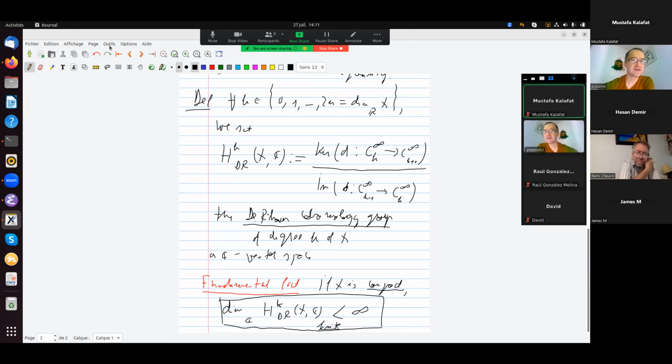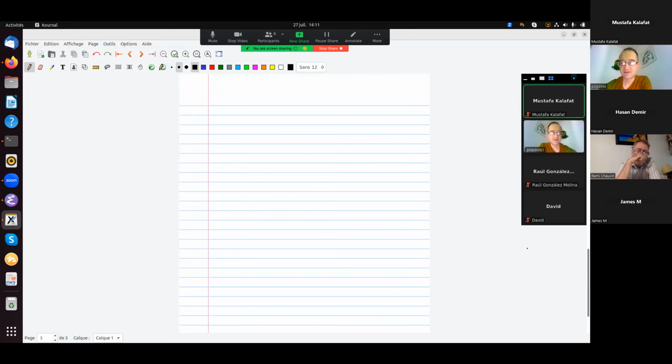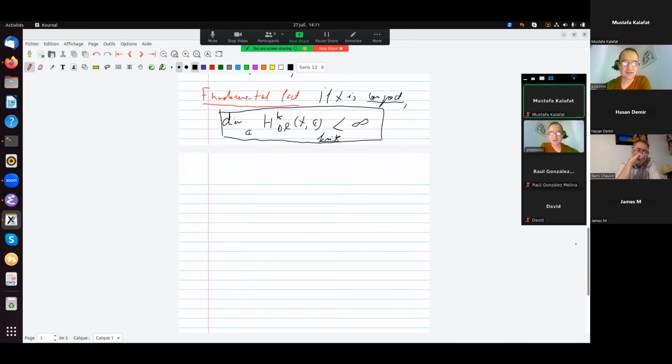So let me just say briefly, the idea of the proof. We can consider what is called the d-Laplacian. Defining the following, it is denoted by delta.